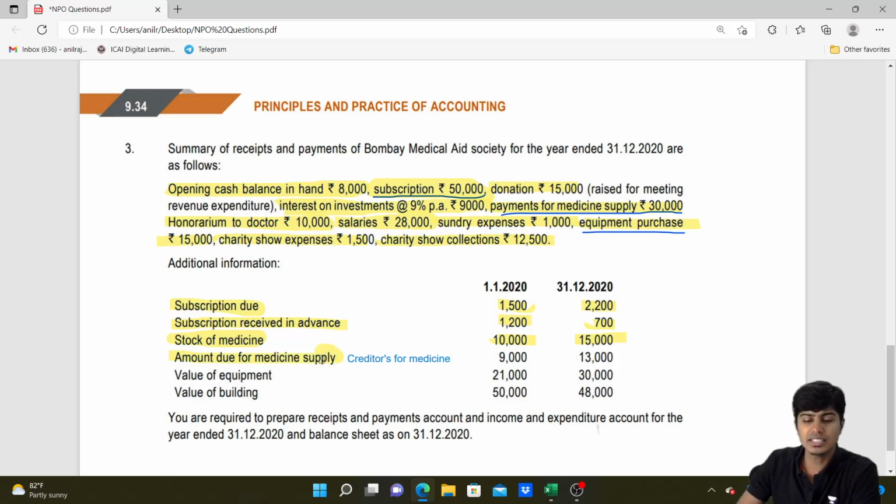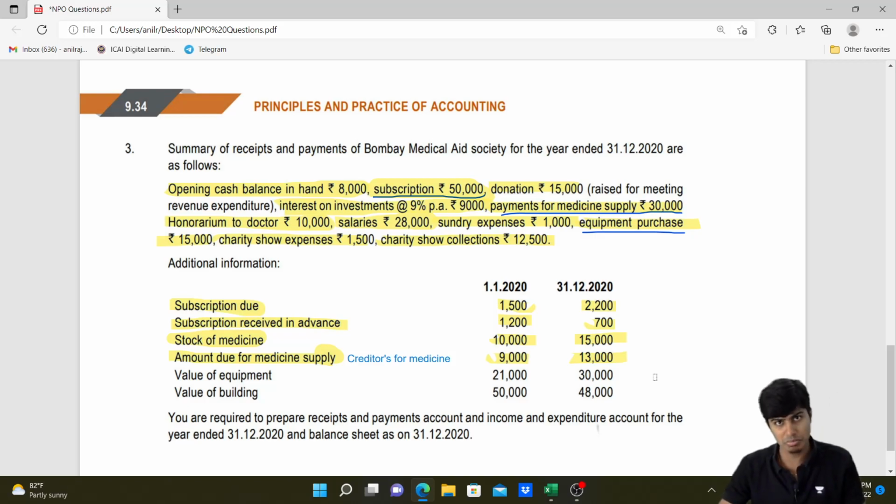Then we have amount due for medicine supply. This is creditors account, balance due: 9,000 and 13,000. 9,000 is the credit side opening balance, 13,000 is the debit side closing balance. And this would also come in our opening and closing balance sheet as a liability, because they have supplied medicine to us and we owe money to them. We haven't paid them yet.